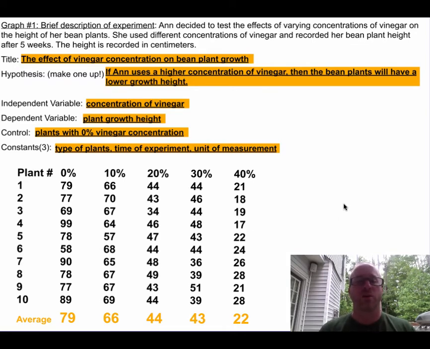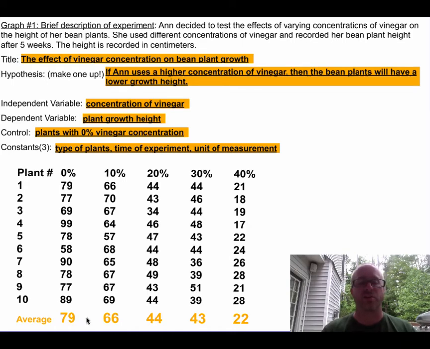What we're more focused on is our data here. Okay, so we had 10 plants for each concentration. We come up with our averages. The averages are what we're going to graph. It'd be a real pain to graph all of these pieces of data here.